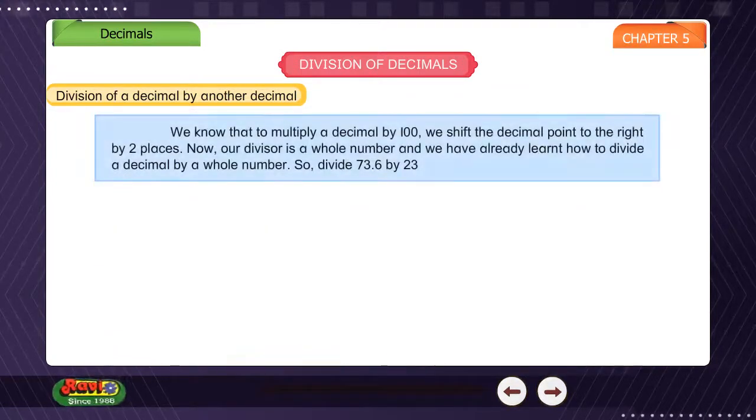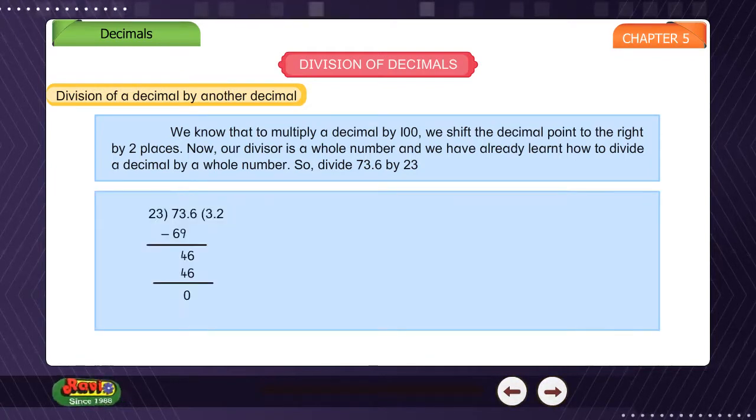We know that to multiply a decimal by 100, we shift the decimal point to the right by 2 places. Now, our divisor is a whole number and we have already learned how to divide a decimal by a whole number. So, divide 73.6 by 23. So, 73.6 divided by 23 is equal to 3.2. Hence, 0.736 divided by 0.23 is equal to 3.2.